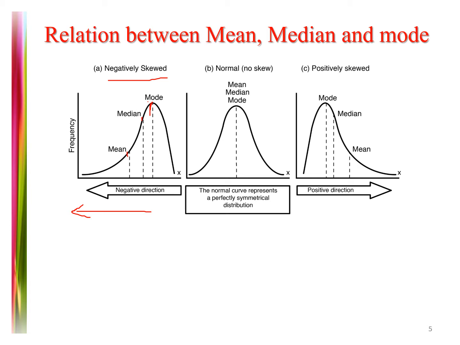And suppose all these measures of central tendency are equal: mean equals median equals mode. Then the distribution is normal or symmetric. Some textbooks use the term bell-shaped curve. And the third one is positive skewed. In positive skewed, the mode is always the maximum, and the mode value is greater than the median value, which is greater than the mean value. So that distribution is called positive skewed, with the tail in the positive direction.